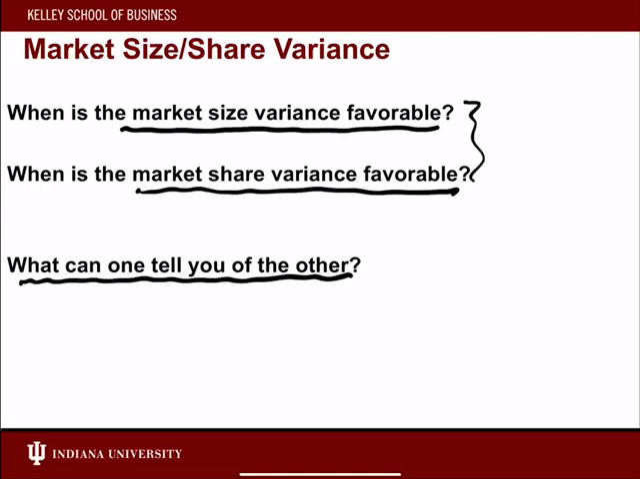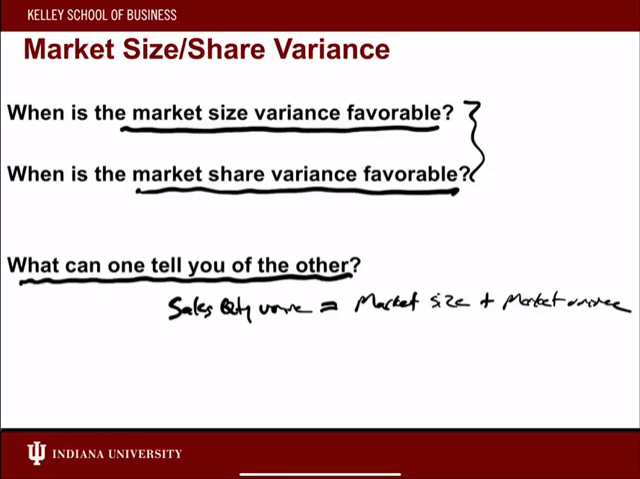But assume that, right, because we know our sales quantity variance is our market size plus our market share variance. So assume that we knew our market quantity variance was positive. Market quantity variance was positive, right? We did those calculations. We know that's positive.